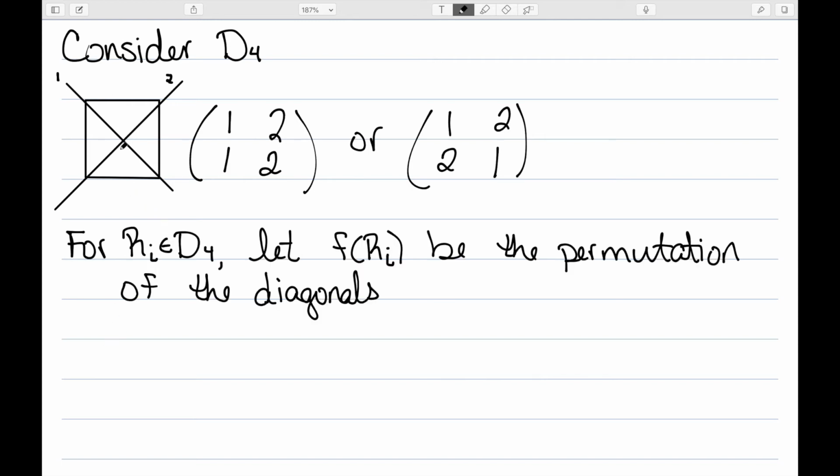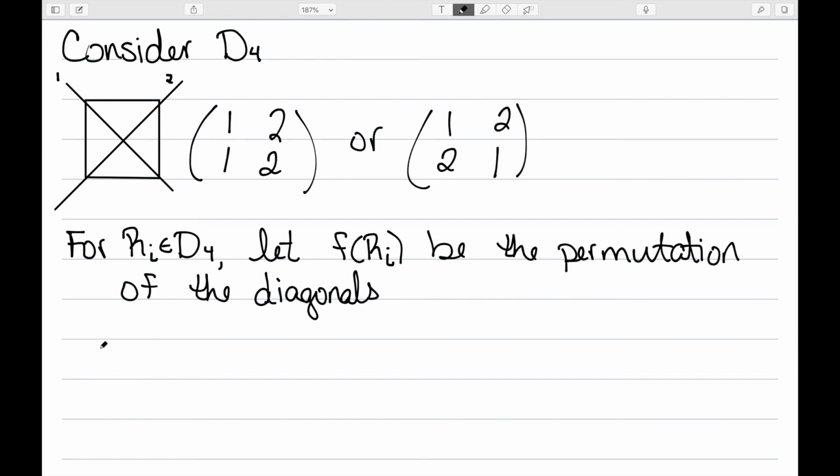The other elements of D4 are the rotations, so Ri, where i is 0, 1, 2, 3 depending on how many times I rotate this. And we're going to let f of Ri be the permutation of the diagonals. So when I rotate, do the diagonals stay the same, exactly where they are, or do they reverse locations?